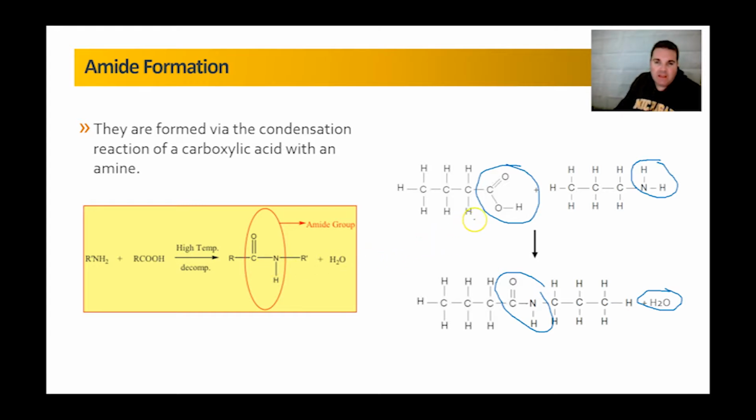So there is another video on amide formation as well, which I suggest you have a look at. But realistically, it's pretty straightforward. All you do is draw them next to each other, eliminate the OH on one, take a hydrogen off the amine, and then just link the nitrogen and the carbon together to get your amide group. It's pretty straightforward.